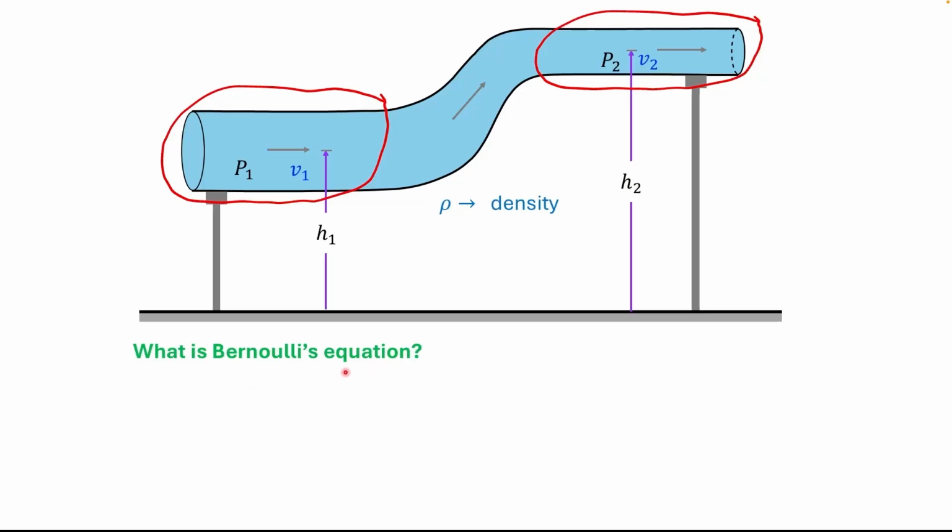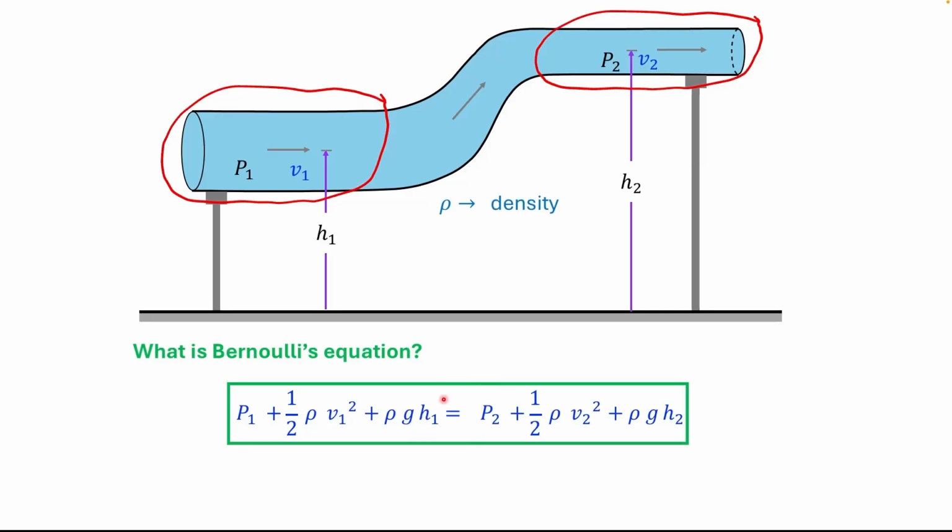Bernoulli's equation states that P1 plus 1/2 ρ V1 squared plus ρ g H1 is equal to P2 plus 1/2 ρ V2 squared plus ρ g H2, where g is the acceleration due to gravity. In this video, you are going to learn how to derive this equation.